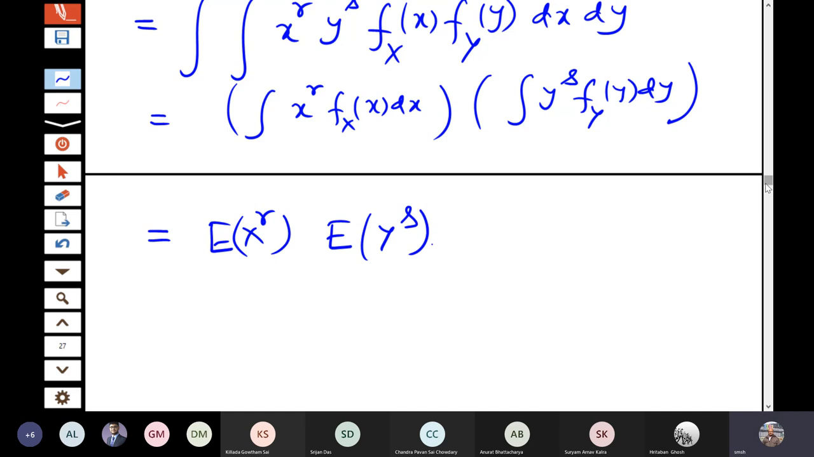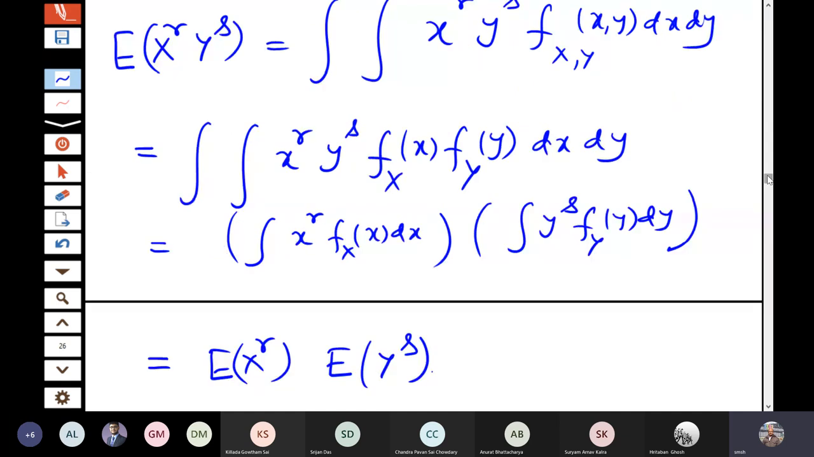What does it mean? It means the expectation of a product is equal to the product of the expectations if the random variables are independent. Is it clear? The similar proof you can write for the discrete case also. I am not writing that because there the joint summation will become the product of the individual summations.